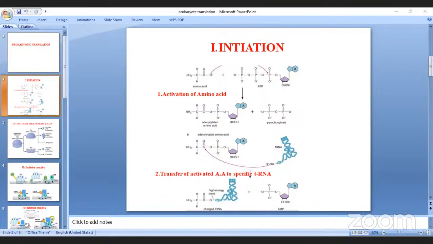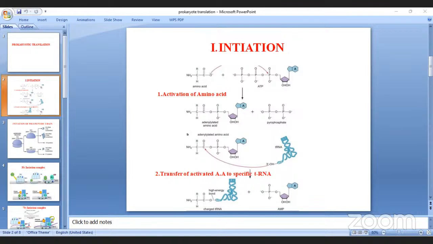Yes, sir. Right. In initiation, first we should activate the amino acid. Later, this activated amino acid is transferred to the tRNA. Before that, let me tell you the requirements for translation. The definition is clear: preparation of a polypeptide chain of amino acids. What are the requirements for preparation of the amino acid chain?